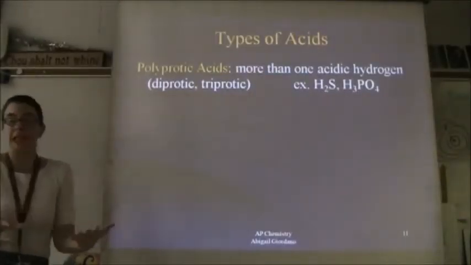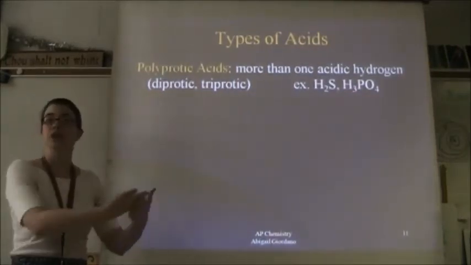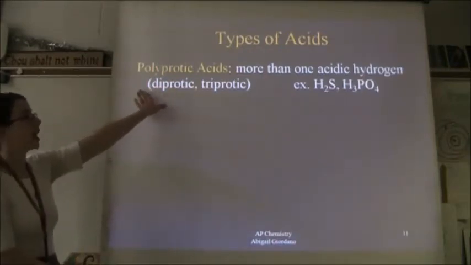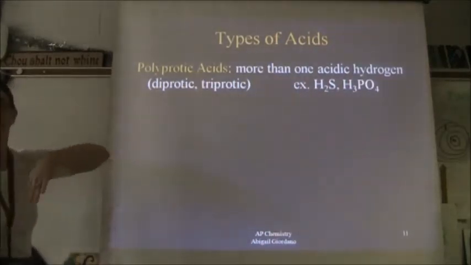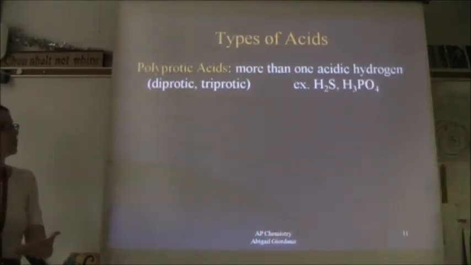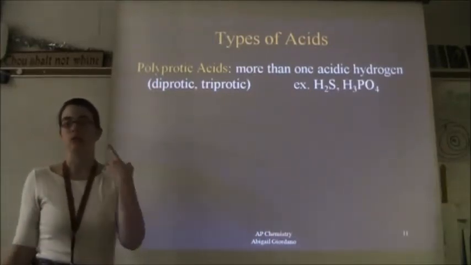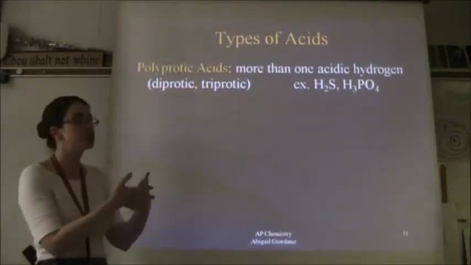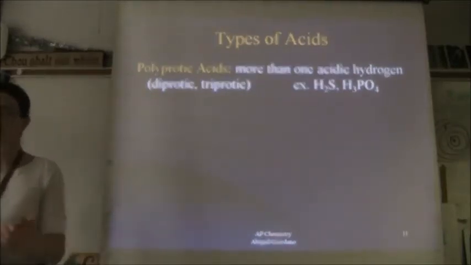Polyprotic acid thus means an acid that has more than one hydrogen to give away. And we can even be more specific. Diprotic, an acid that has 2 hydrogens to give. Triprotic has 3. There's no such thing as a tetraprotic acid. What would you call an acid that has only 1 hydrogen to donate? Monoprotic. And most of the acids we will be dealing with will be monoprotic. Okay?